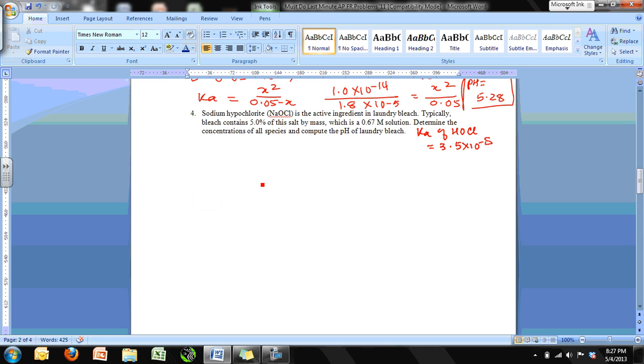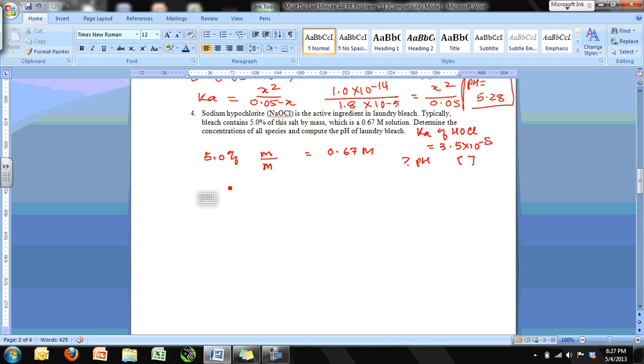This problem says sodium hypochlorite, NaOCl, is the active ingredient in laundry bleach. Typically, bleach contains 5% of this salt by mass. So mass over mass is 5%, and this is equal to a 0.67 molarity solution. And they say compute the concentration of all species and its pH and the molarities.